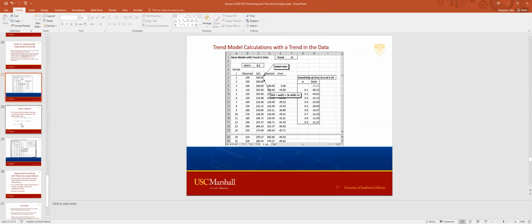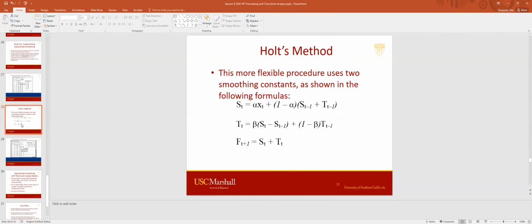Remember that there are many, many other techniques of forecasting that allow you to de-seasonalize the data, de-cyclicize the data. One such method is called Holt's method. It's a more flexible procedure which uses two smoothing constants, alpha and beta, as shown in the following formulas. The first formula seems familiar: S_t equals alpha times X_t plus 1 minus alpha times S_(t-1), the previous period, plus a factor T, which is a trend factor.